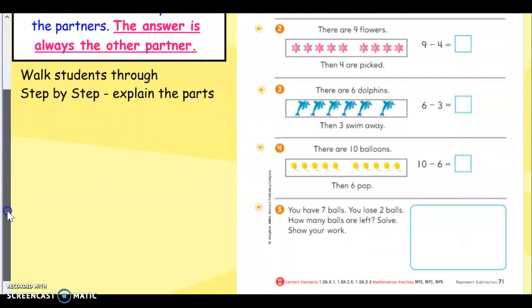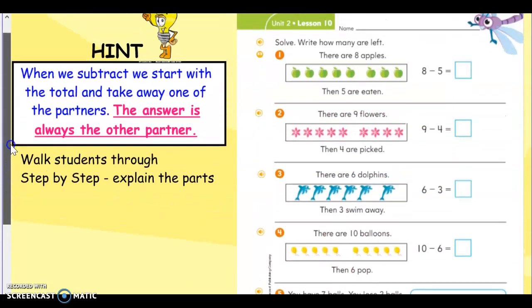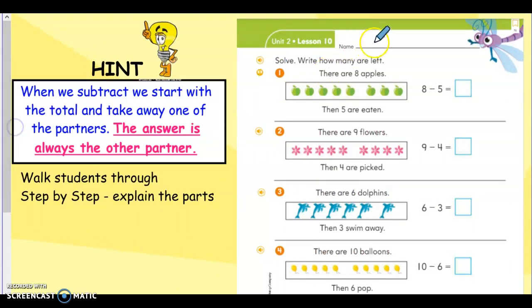So your workbook page today is page 71. First thing on your paper is your name, please. All right, we're going to start off with number 1. The directions say solve, write how many are left. Over here, I put a little hint reminder that when we subtract, we always are starting with the total. See here that there are 8 apples that we are starting with. Okay, that's going to go first in our equation.